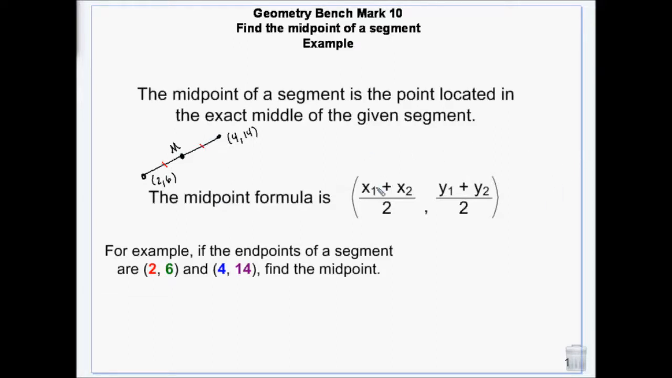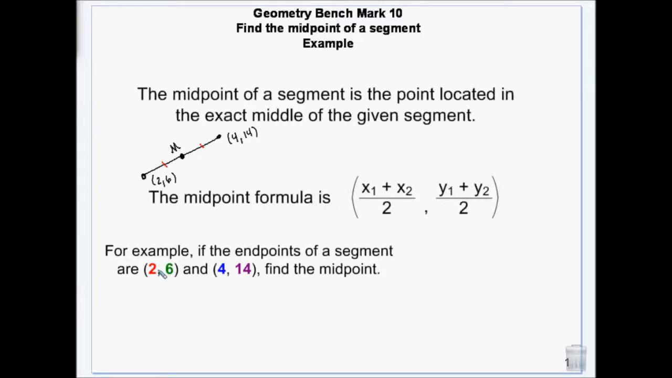And the formula is right here. It's adding the two x's and dividing by 2, and adding the two y's and dividing by 2. So essentially, we're finding halfway between the x's and halfway between the y's.